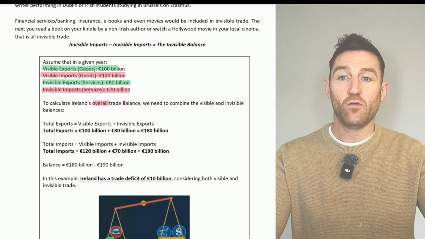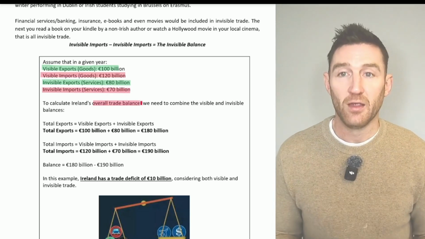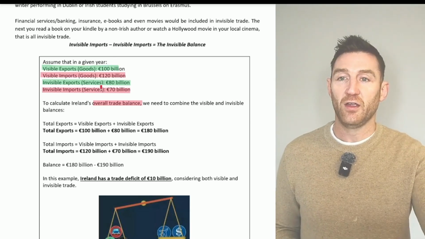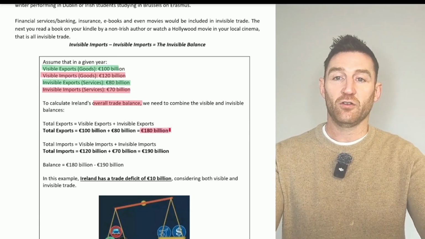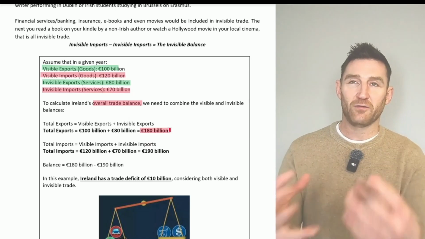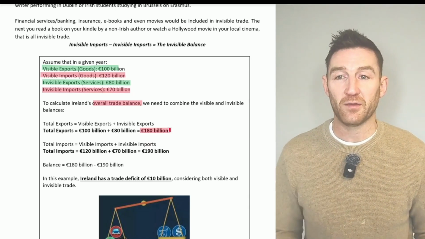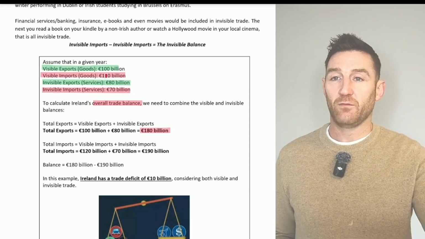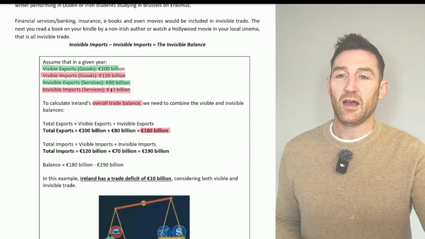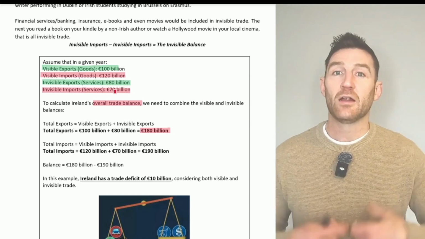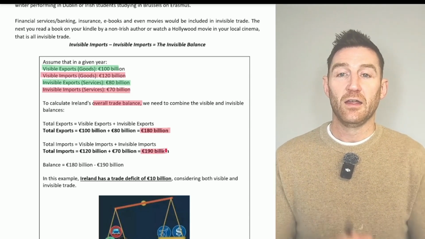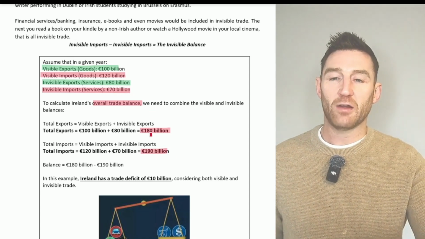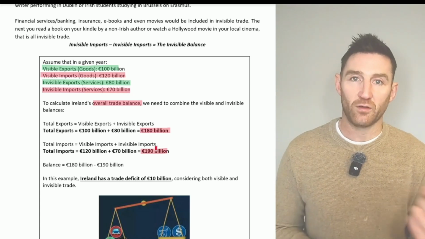So to calculate our overall trade balance, we need to combine both of them. So let's find out what our total exports are there. Well, we've exports of goods of 100 and services of 80. So that's a total of 180. 180 has flowed into Ireland from us selling stuff to people abroad, basically. Then let's look at the total imports. So we know that visible imports, imported goods, are 120, and we've imported 70 billion worth of services. Combine them, that's 190. So the total balance then, we've got total exports of 180 flowing into the country, and we've total imports of 190.